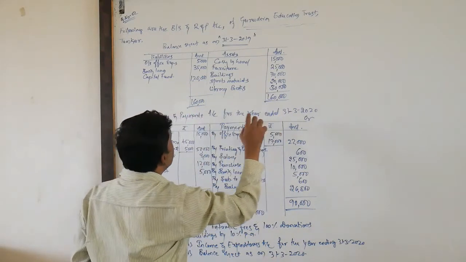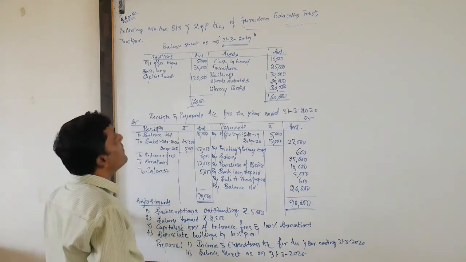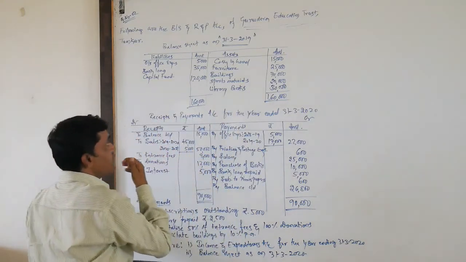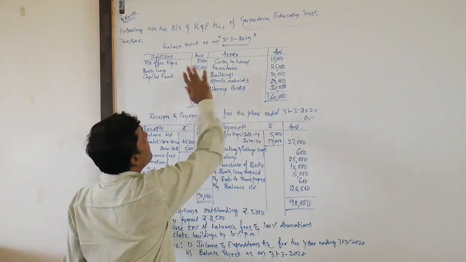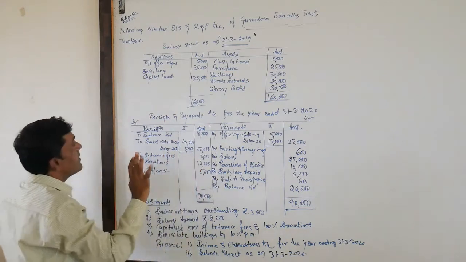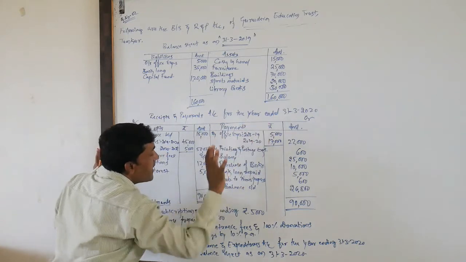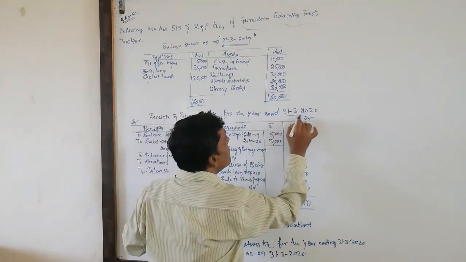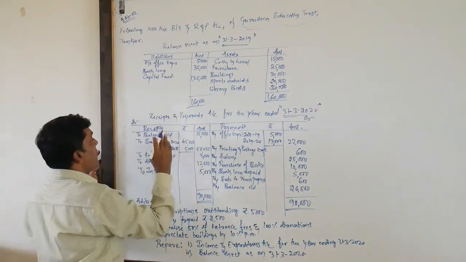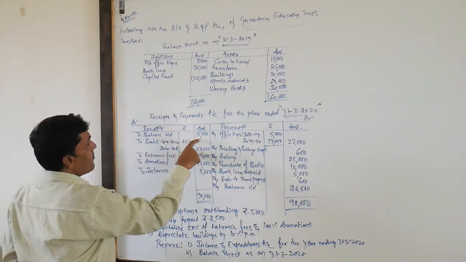On the asset side, cash in hand rupees 15,000, furniture 25,000, buildings 70,000, sports materials 20,000, library books 30,000. As I said, these are all the closing balances of the previous year. Right now, these are all the opening balances of the current year. Furthermore, they have provided one receipts and payments account for the year ended 31st March 2020. This is the current year closing date. Look at the receipt side. The opening balance, balance brought down, 15,000.